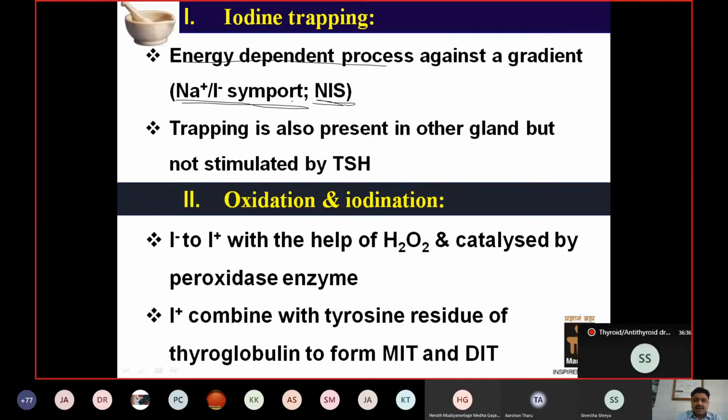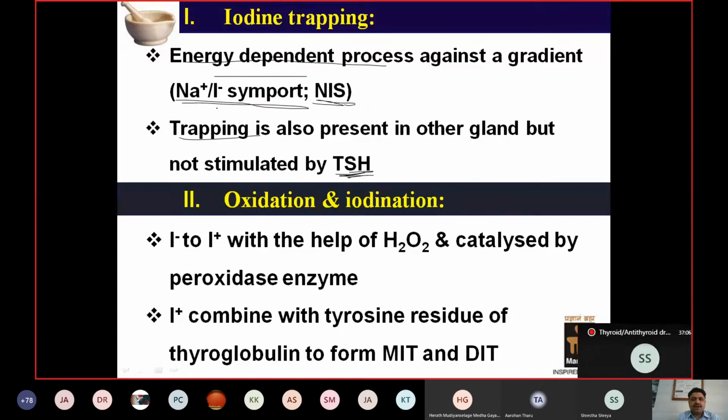And this trapping mechanism is also present in other glands and tissues, but in other tissues it is not stimulated by TSH. Only the follicular cell, that means only in the thyroid gland, does TSH affect this. When TSH comes, the iodine trapping process becomes faster and more efficient.